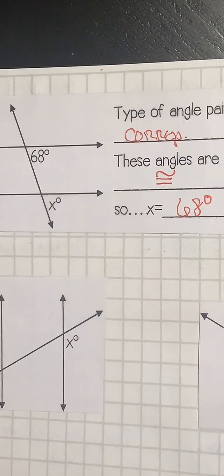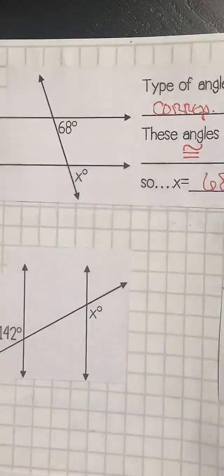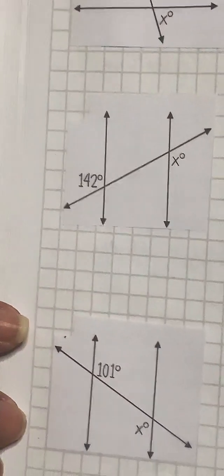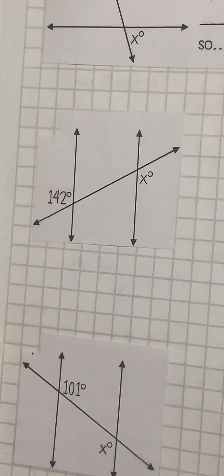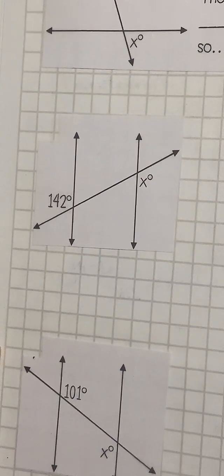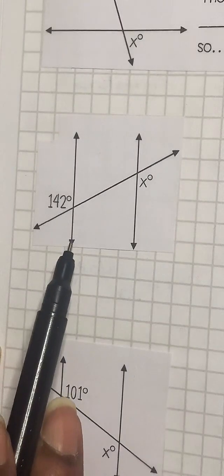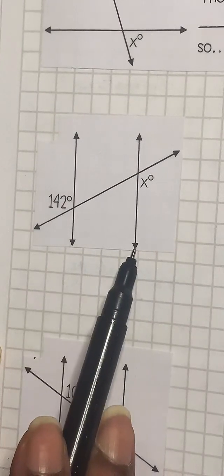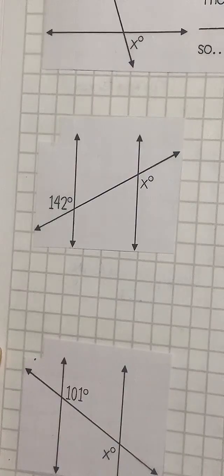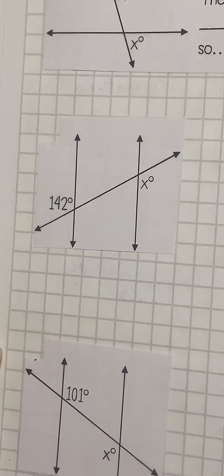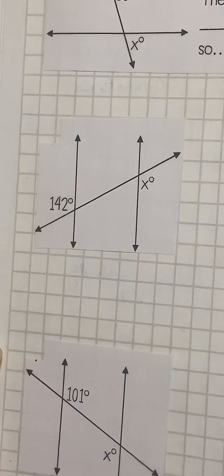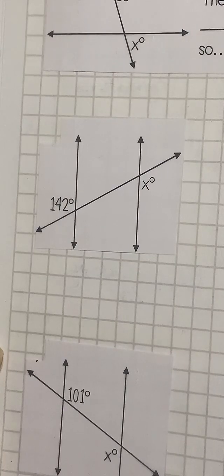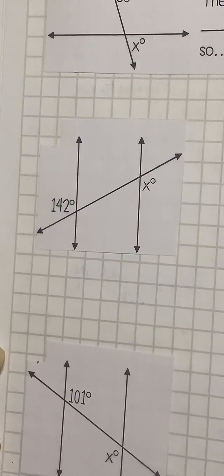How do I know that the lines are parallel? Because parallel lines do not intersect. Okay, so take a look at these. My two parallel lines that are not intersecting is this line and this line. So what kind of angles do we have? Are they congruent or are they supplementary? And then what's the value of X?